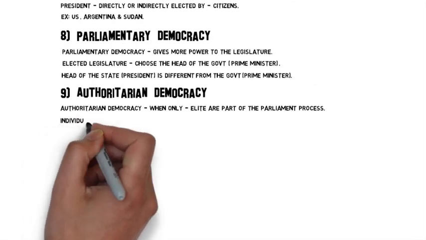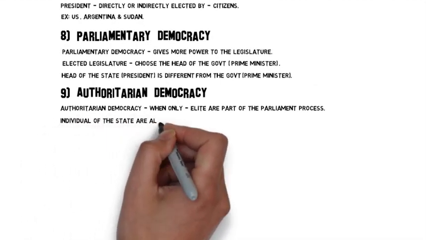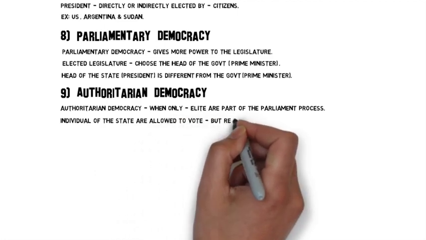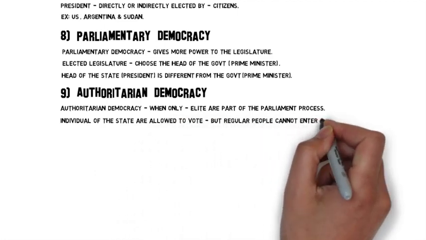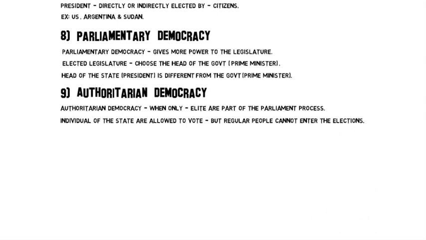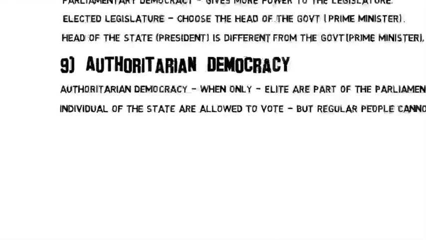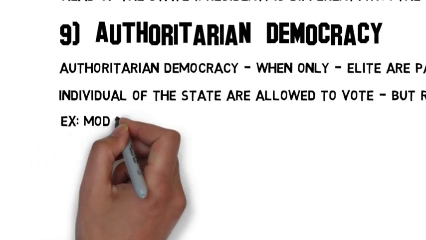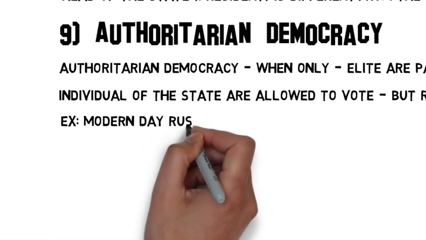Therefore, the individuals of the state are only allowed to vote for their chosen candidate, but regular people cannot enter elections. And therefore, very important, in the end, it is only the ruling elite that decides on various interests of the state's population. An example is today's modern day Russia under Vladimir Putin.